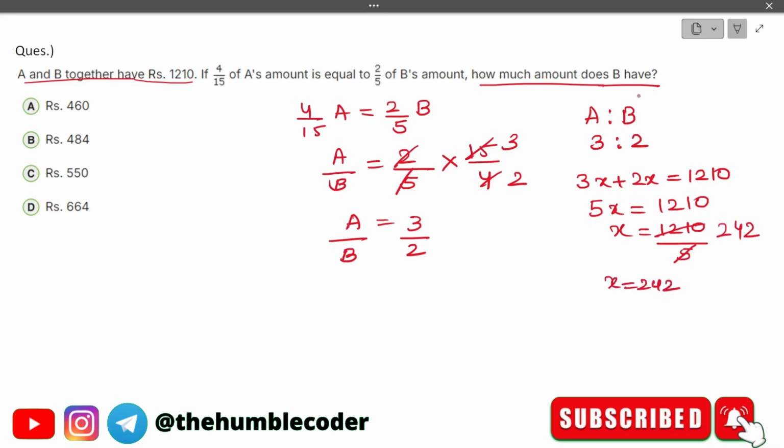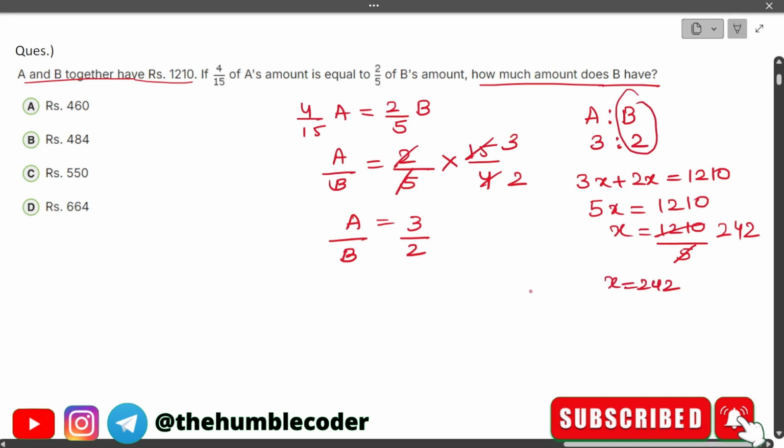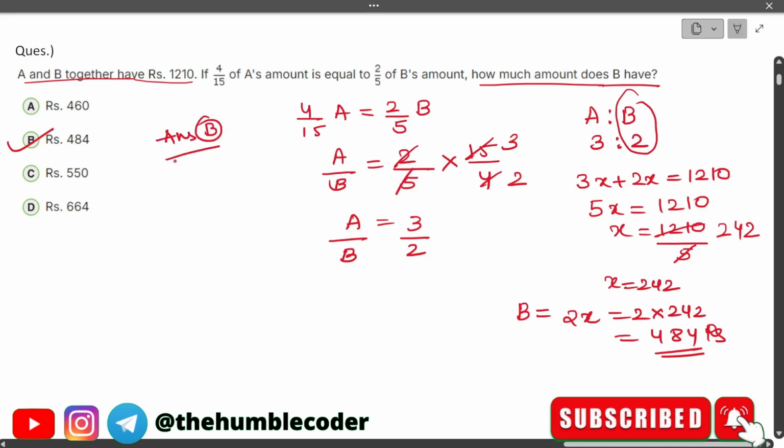Now what we need to find is the amount that B has. For that, we need to do 2x. So 2 into 242 is going to give us 484, which is going to be our correct answer, 484 rupees. Let's see if we have that option. Yes, we have the option as option number B. So in this case the correct answer is option B.